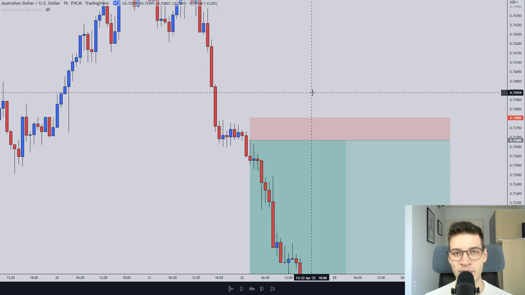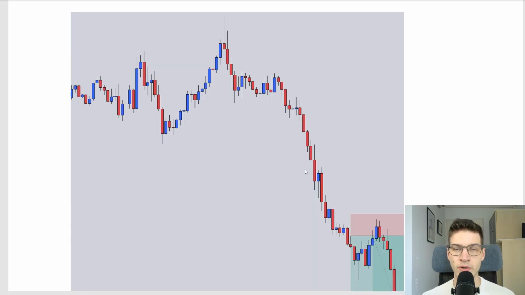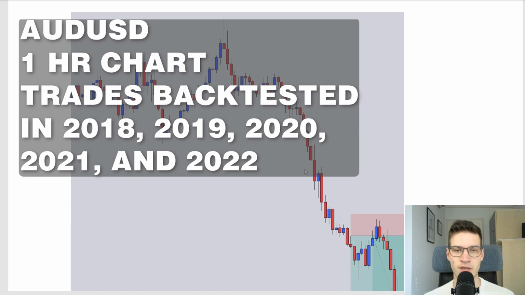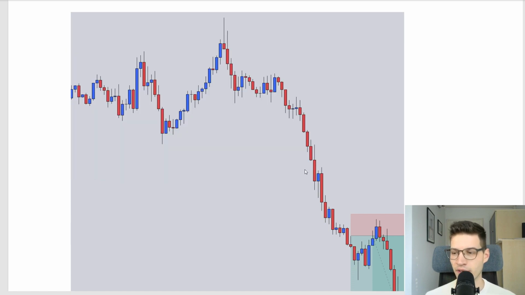Let's now take a look at some other examples. Okay, so here we are in the Word document. Just a reminder, this is only the Aussie and US dollar. It's only on the 1 hour chart. And these setups have been taken from 2018, 2019, 2020, 2021 and 2022 until the month of October. So there are a lot of good setups here. They all look pretty similar. There are some little nuances, little differences. We will now go through them. And these are all of the setups that I have backtested in the last 5 years.